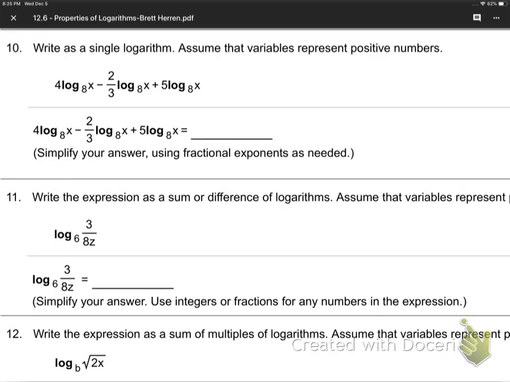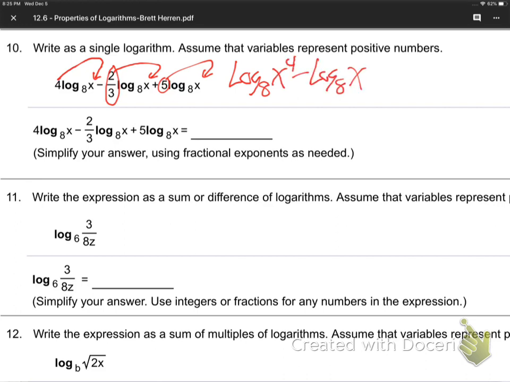Okay, so number 10 here. Same kind of thing, make it a single log. Crunch these together. Well, those numbers in the front, I have to take them up to the power zone. 2/3 to the power, 5 to the power. So it'll become log base 8 of x to the 4th minus log base 8 of x to the 2/3 power plus log base 8 of x to the 5th. That good so far? So numbers in the front go back to the power. That's property 3.